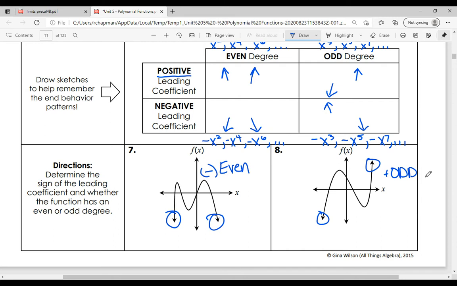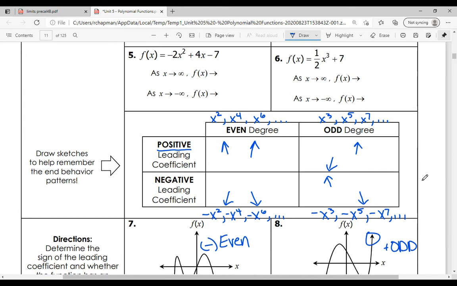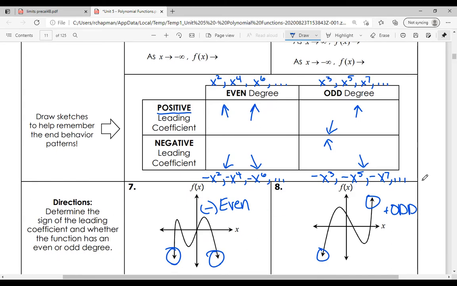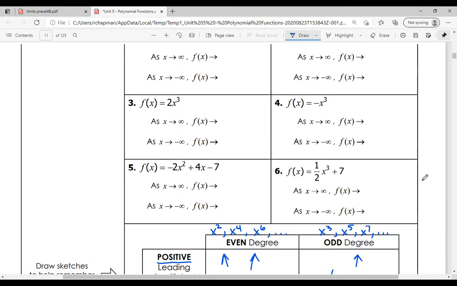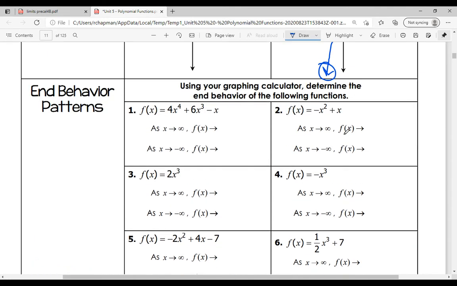So now what we're going to do is backtrack up to those 6 questions that I skipped over. And we're basically going to do the same thing. We're not going to use a graphing calculator, but do you agree that this problem has the biggest exponent? Okay, that's a positive even. What do the ends of positive evens do? They both go up.